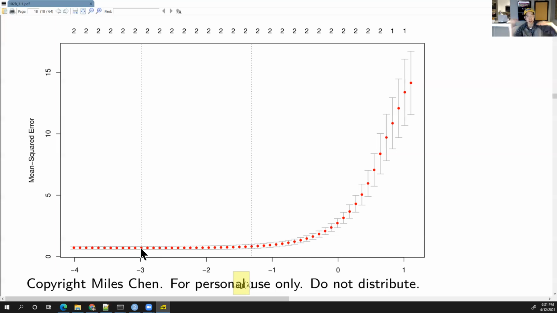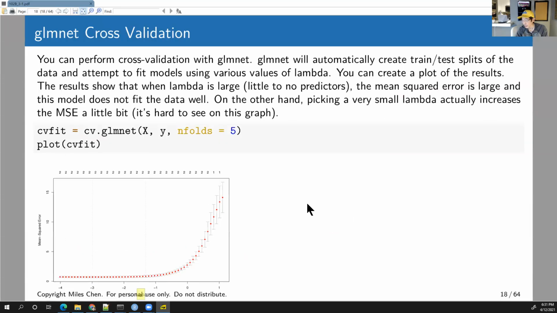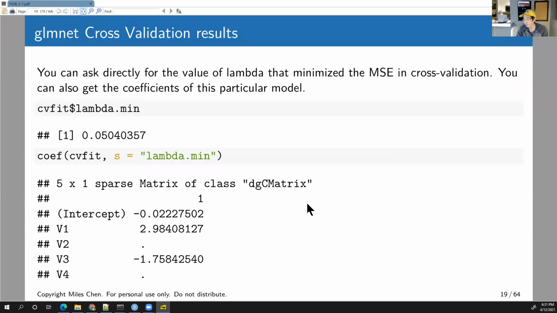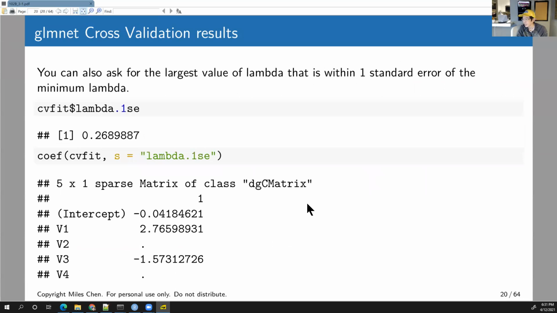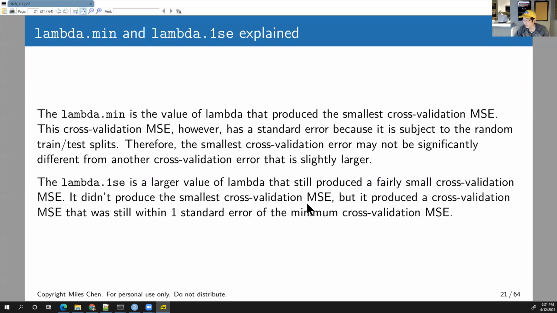So it says, what's the smallest mean squared error that we achieved? It's this thing. But this value over here, which uses a larger lambda, has a mean squared error that's a little bit higher, but it's not that different. It's within one standard error of the lowest one. And so we could probably use this one over here, which is a bigger lambda and might be a more desirable choice. It's kind of just as good. I think I've explained that here.